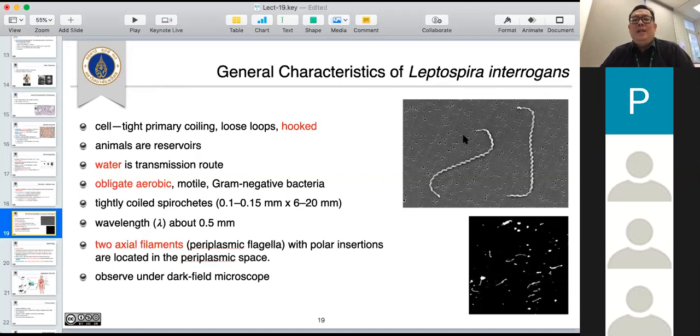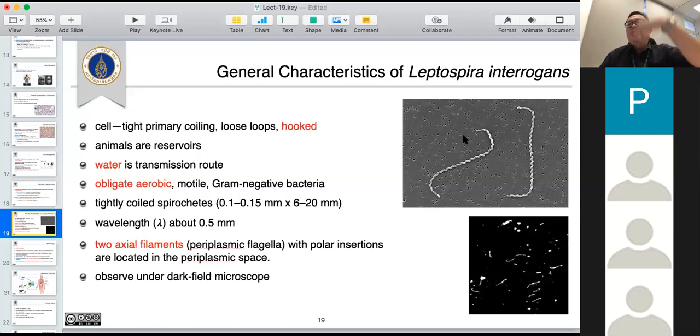Mainly, spirochetes infect animals. The reservoir of the bacteria is the animal. Human is not the main reservoir. And for the transmission mode, we humans can get infected from contact with infected animals or contact with infected water in the environment. The water in that environment probably needs to have contact with the infected urine of animals.